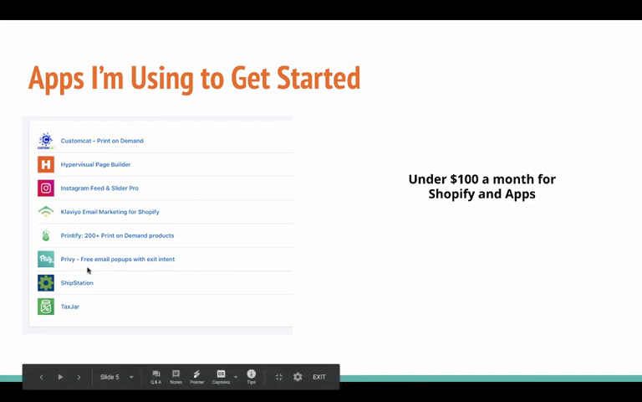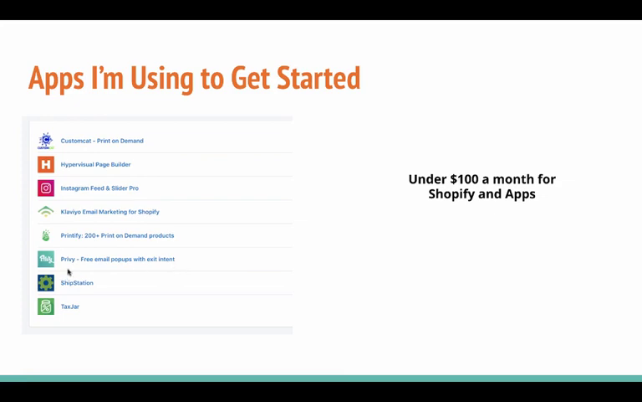Privy is what I use for my email pop-up on my coupon code. This one, funny enough, gave me the most headache in trying to get set up. I don't know why it gave me such a headache, but once it's up, it runs really well and it works really well.